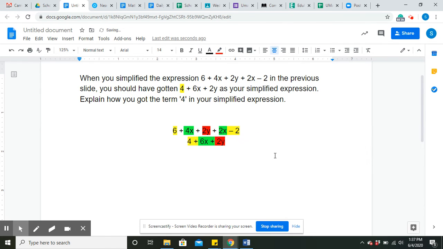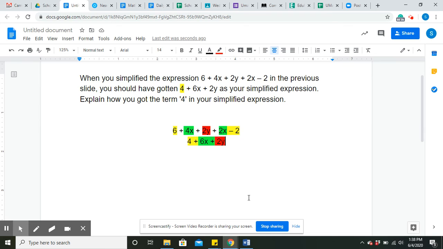So we just noticed how when we're simplifying an expression, we look for all of the terms that are the same. They can be the same if they are constants, like 6 and 2, or if they have variables with coefficients. So 4x and 2x have the same variable, so I combined the coefficients 4 and 2. 2y was another term. I didn't have any other terms with y, so I couldn't combine it, and I left it the same.